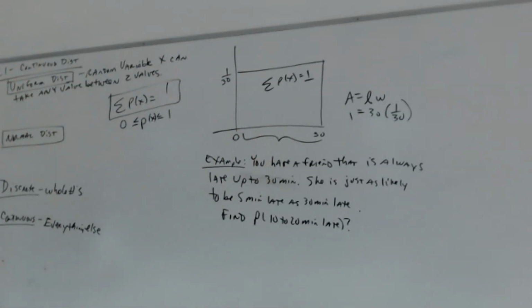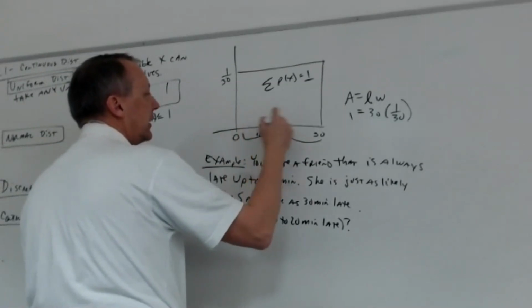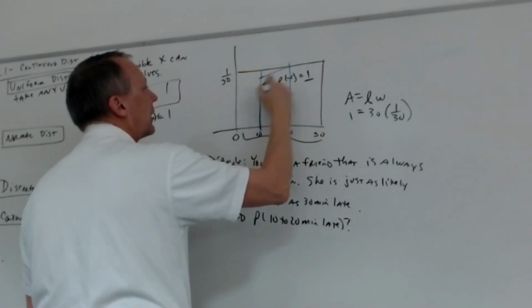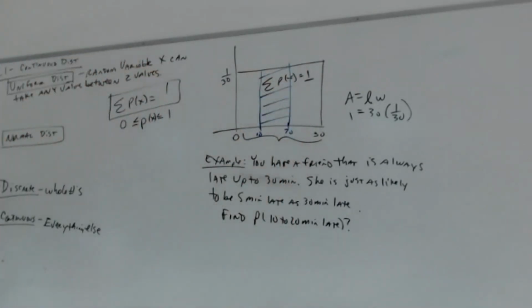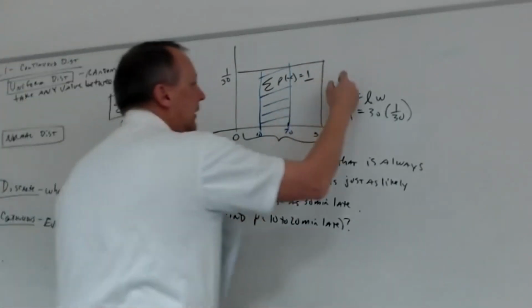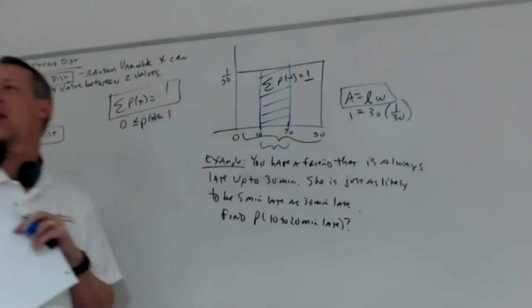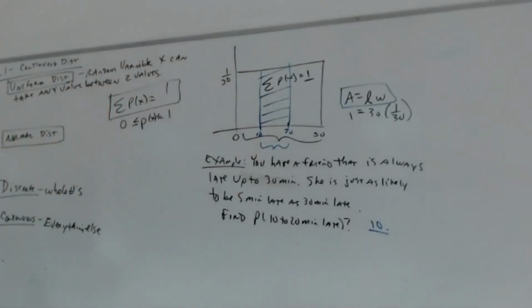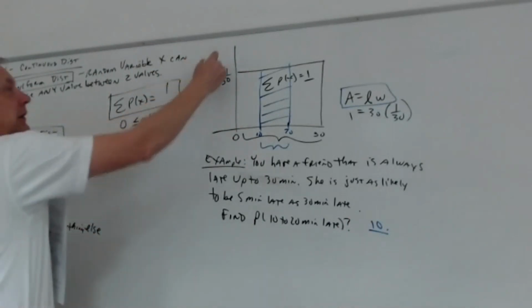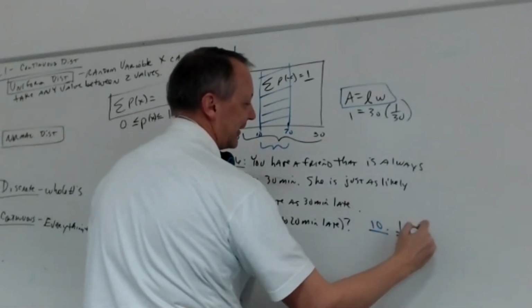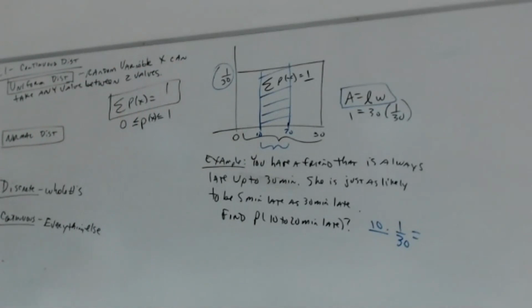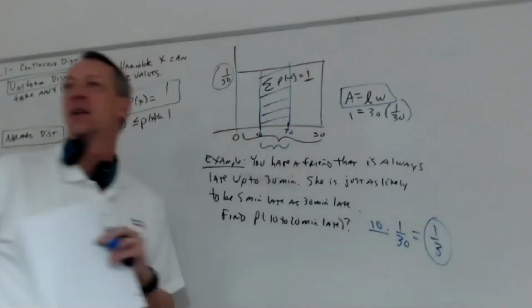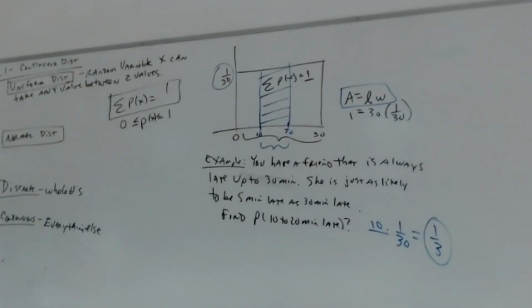All right, so in this case, we want to know that she is 10 to 20 minutes late. So we want to know this area here in blue. Okay, so Kendall, if area is length times width, what's my length? 10. So if my length is 10, and I'm going to multiply that by my width, and my width is 1/30, right? So the probability that she is between 10 to 20 minutes late is 10/30, 1/3. Okay? Piece of cake? Yes. So it's uniform distribution if every possibility is equally likely. Every possibility is equally likely. Yes. Okay?